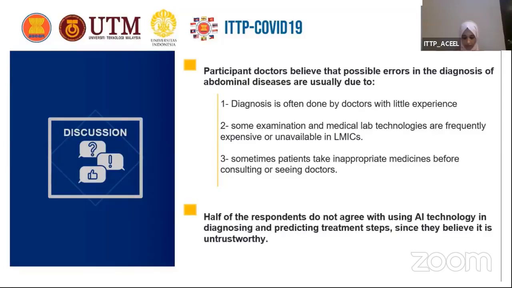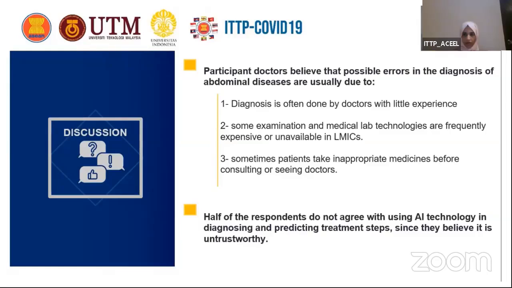On the other hand, half of the respondents do not agree with using artificial intelligence technologies in diagnosis and predicting treatment steps, and they believe it is untrustworthy. And from my point of view, this is because a large number of people do not actually know how artificial intelligence works, and also they do not have a clear idea about the high accuracy it can give.